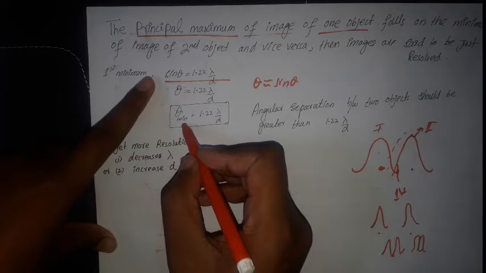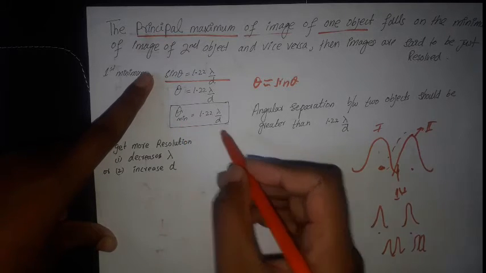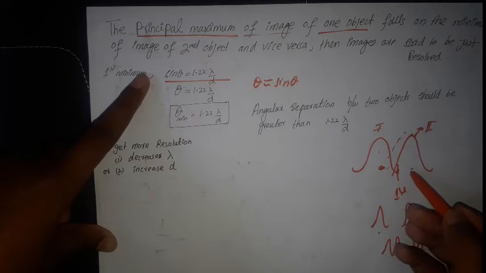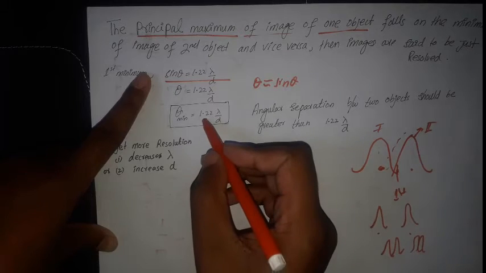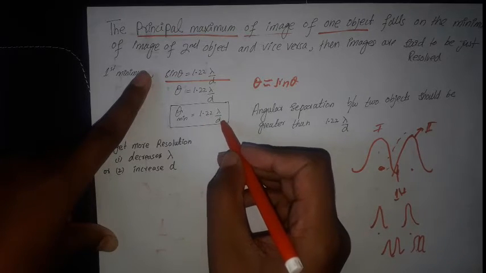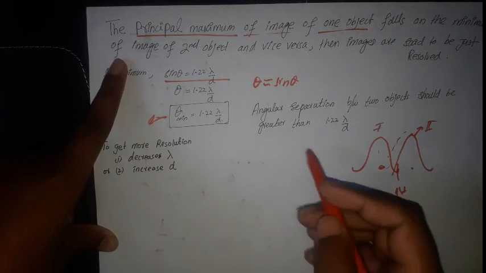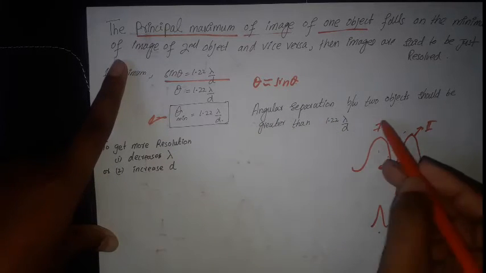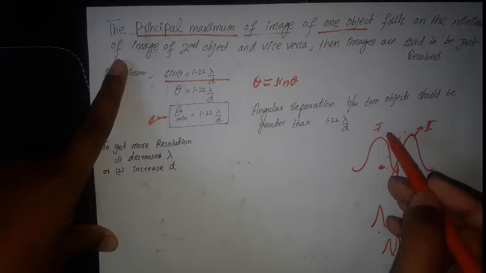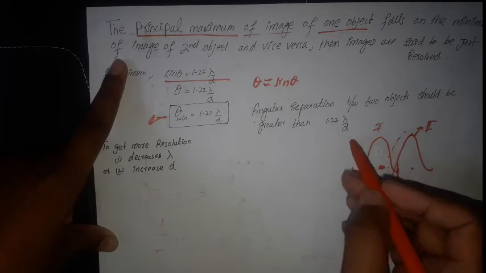So this is basically the condition. The minimum angular separation between the principal maxima should be 1.22 lambda by d. This is known as the Rayleigh criterion. So the angular separation between two objects should be greater than 1.22 lambda by d.